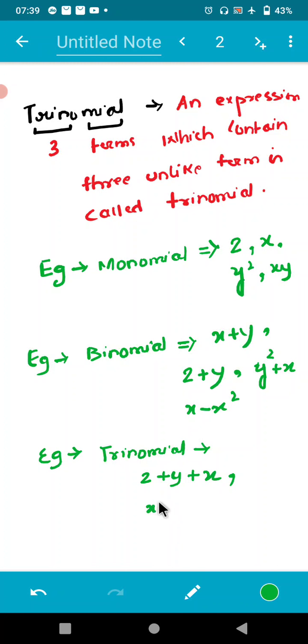Now we can also write x square plus y square plus z square. You see, all the terms have different algebraic factors. And how many terms are there in this expression? 3. 1, 2, 3. So that is the reason it is a trinomial. Fine. So now let's do question number 5 and classify all the sums into monomial, binomial and trinomial.